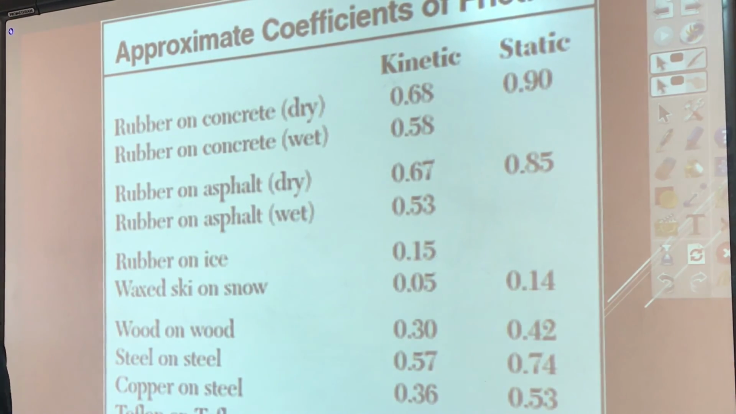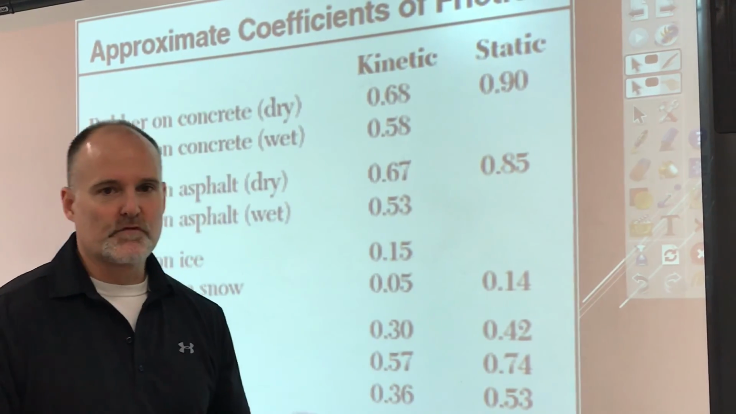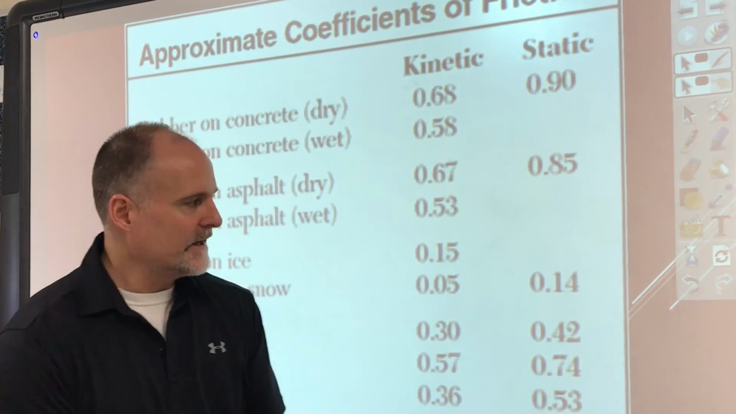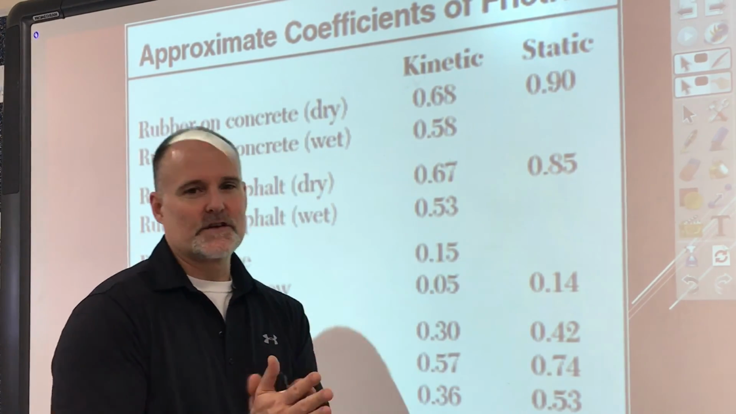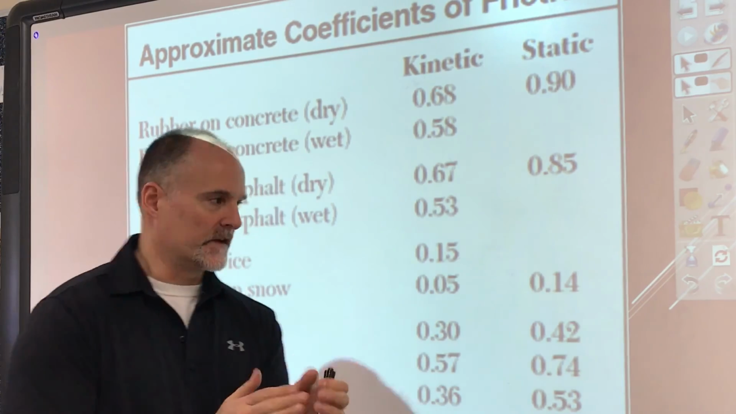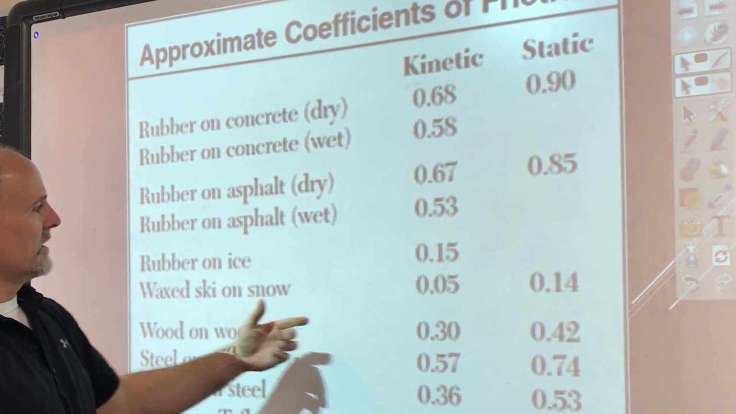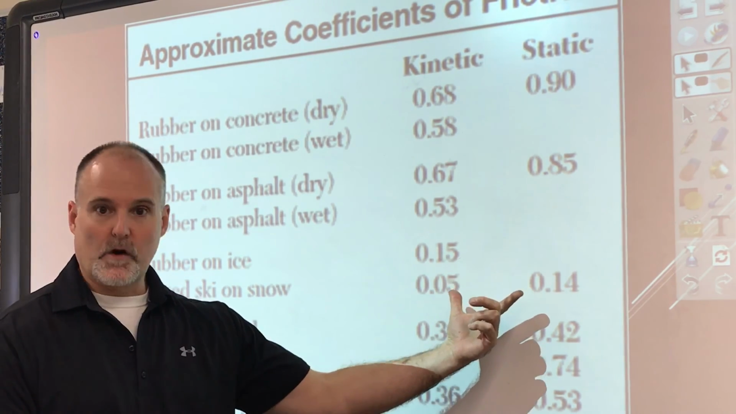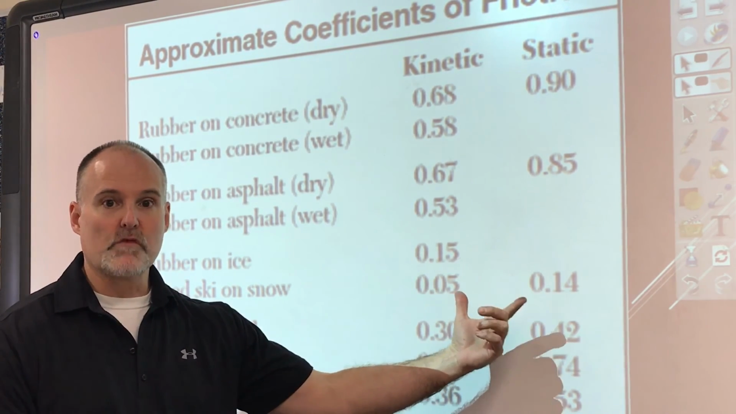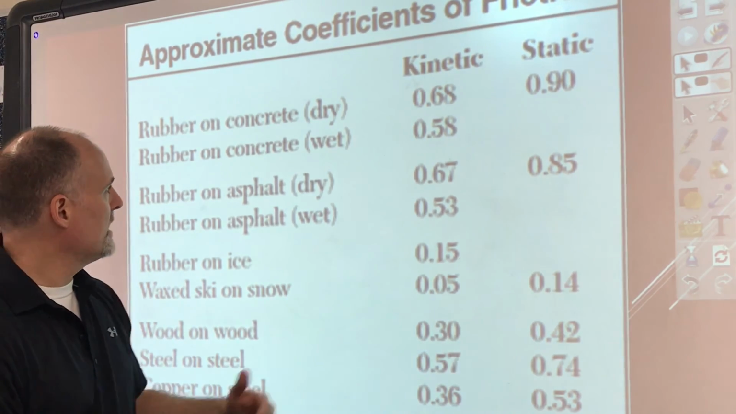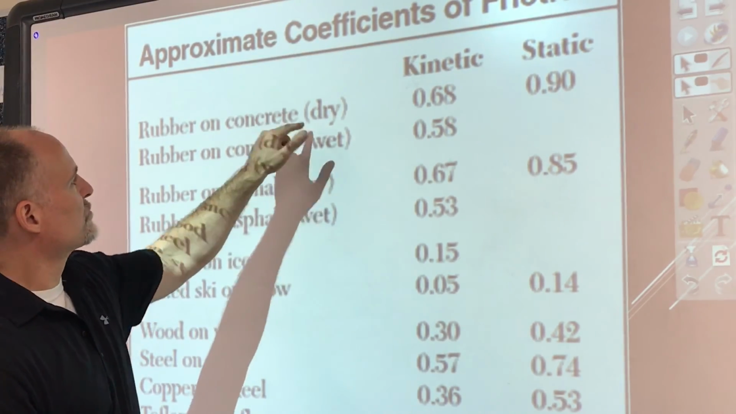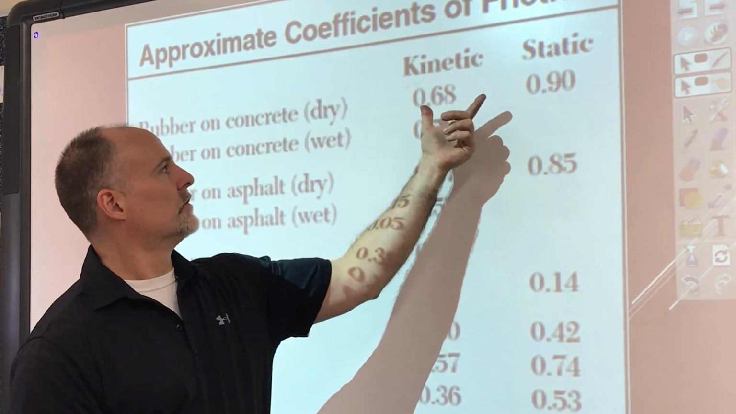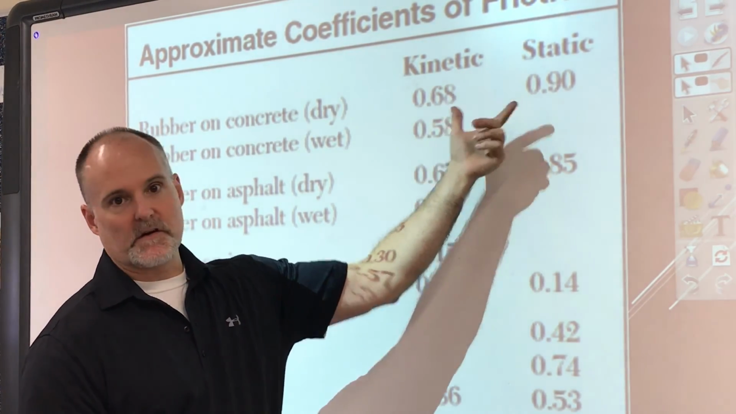Okay? So recall that the coefficient of friction is really related to the roughness of the surfaces in contact. Now I know that wax ski on snow is a very smooth surface. And when we see wax ski on snow, it's no surprise that they're very low coefficient values because they have a low roughness factor. If we have rubber on dry concrete, that's a high amount of friction. Okay? So sure enough, the coefficient of friction is a very high value.